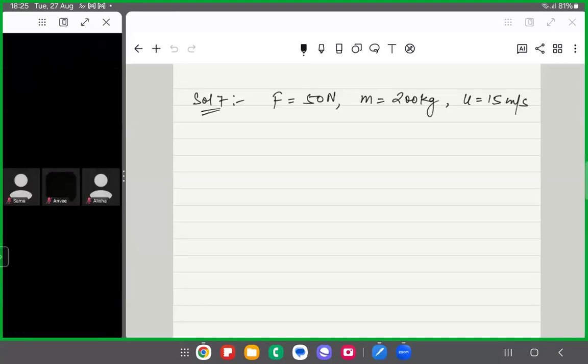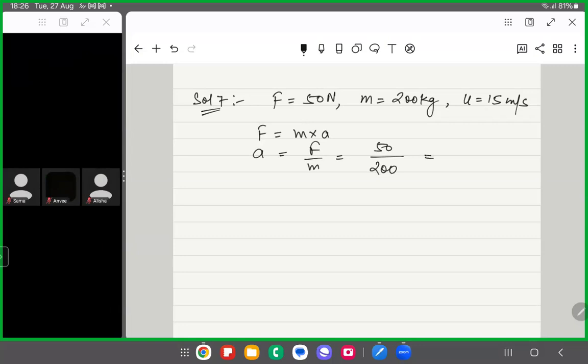Yeah. So force is this, mass is this, and U is this, right? As we know that acceleration is not given here, but force and mass is given. So we can find the acceleration, right? F is equal to m into a. a will be F upon m, right? F is 50 and m is 200, right?